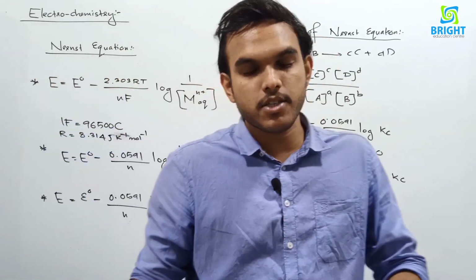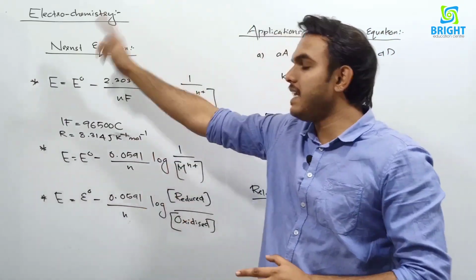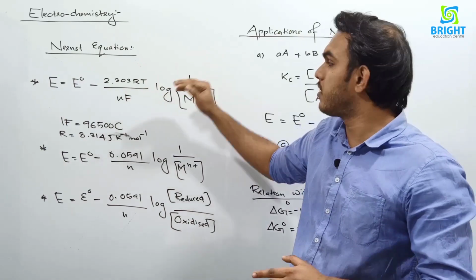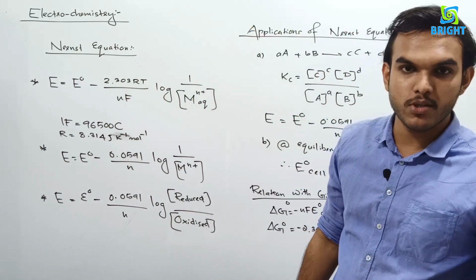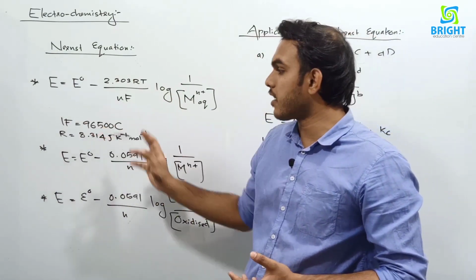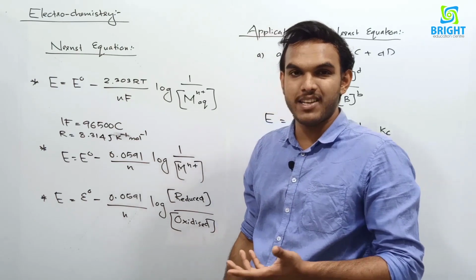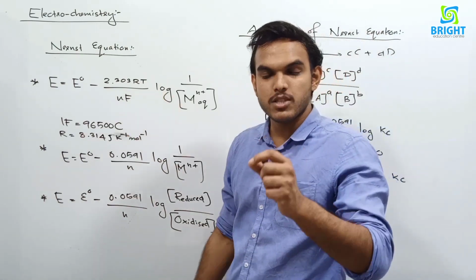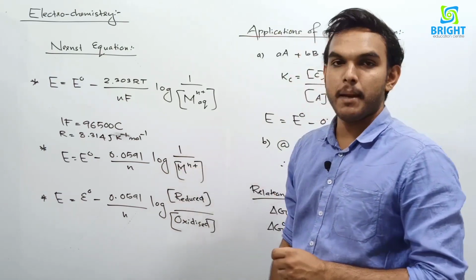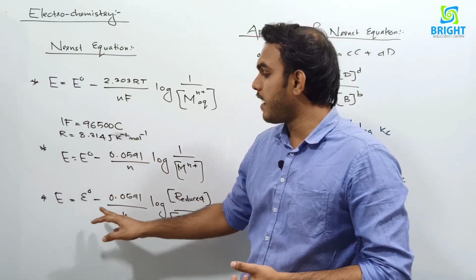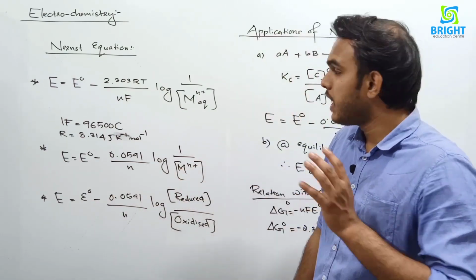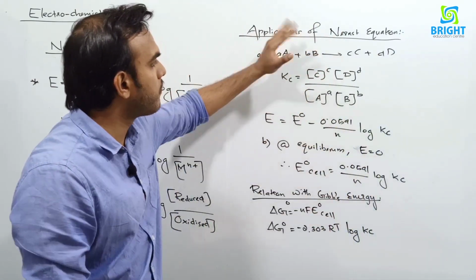In the Nernst equation, you have to keep in mind that E cell is equal to E0 cell minus 2.303 RT by nF log 1 by M n plus in aqueous solution. And if 1 F is equal to 96500 and R is equal to 8.314 joule K inverse mole inverse, then E cell is equal to E0 cell minus 0.0591 divided by n log 1 by M n plus ions. So we can say this is the component reduced divided by oxidized. Is that clear?